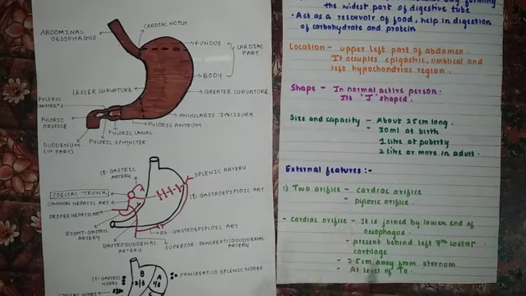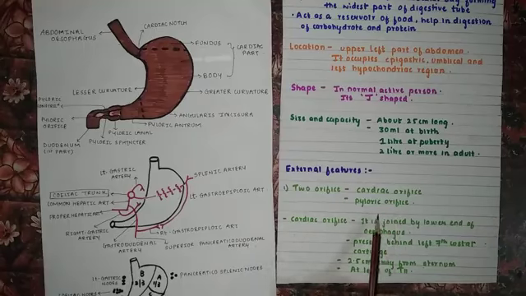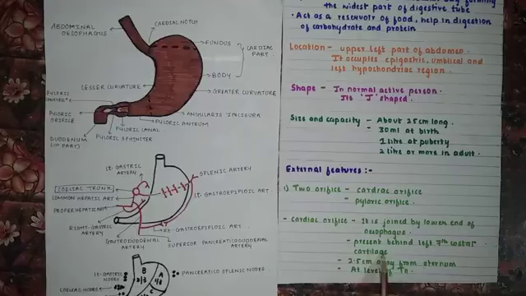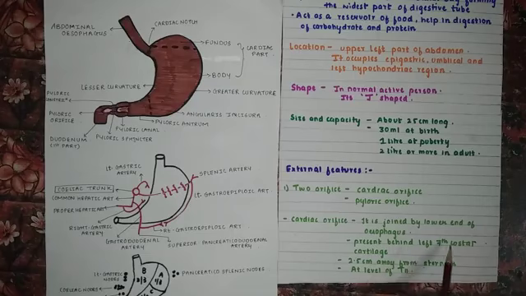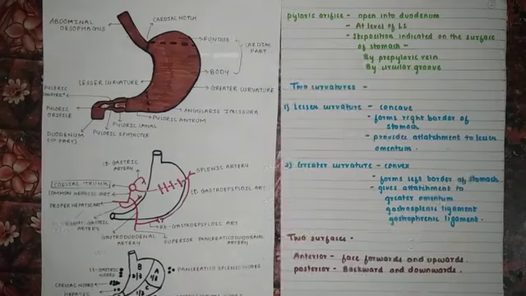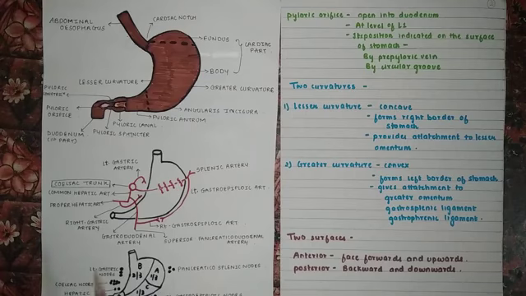External features: it has two orifices, the cardiac orifice and the pyloric orifice. Cardiac orifice: it is joined by the lower end of the esophagus, the abdominal esophagus, present behind the left 7th costal cartilage, 2.5 cm away from the sternum and at the level of T11. Pyloric orifice opens into the duodenum at the level of L1. Its position is indicated on the surface of the stomach by two things. First is the prepyloric vein and second is the circular groove.